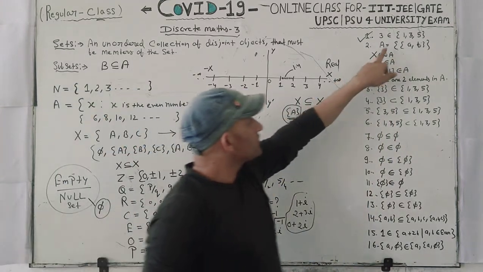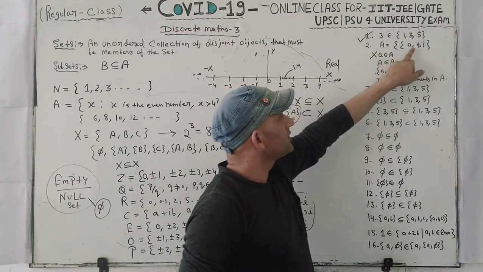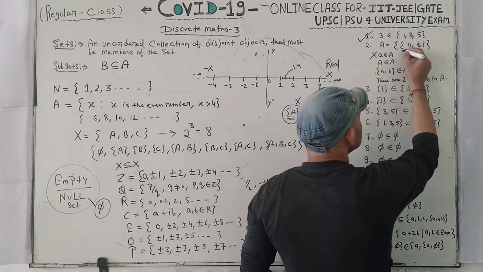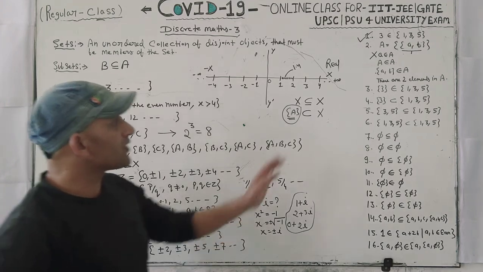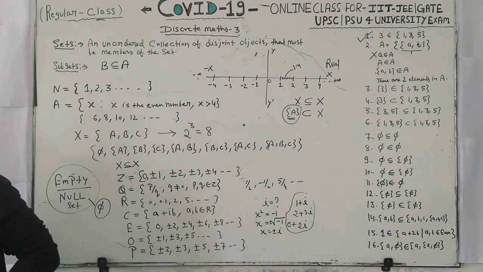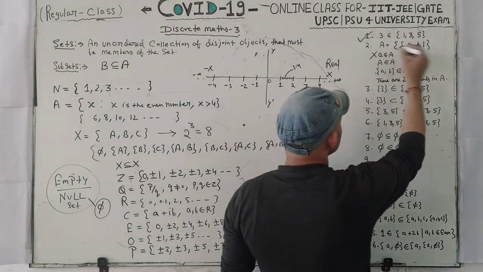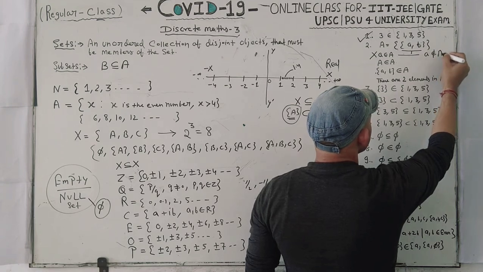Why? Because in A there is only one element. It is representing only one. So don't think that there are a total of two elements. You can say that the set {a, b} is the only member of set A. Therefore, A does not belong to A. So your answer will be that A does not belong to A.